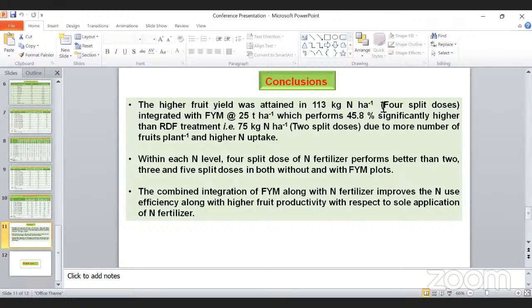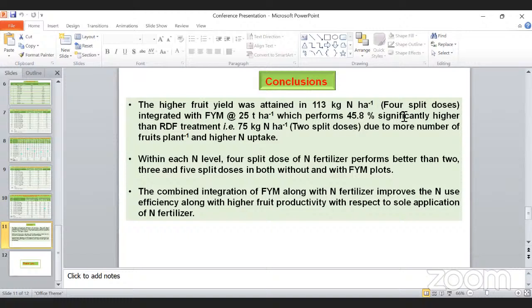And at later stages, the third and fourth picking, there is a problem. If we compare with the two split dose, it's for transplanting and first picking, and there are only 3 pickings. But if we optimize the dose at 113 kg nitrogen in 4 splits, there are 5 split doses, and the physiological maturity comes after the fifth picking.